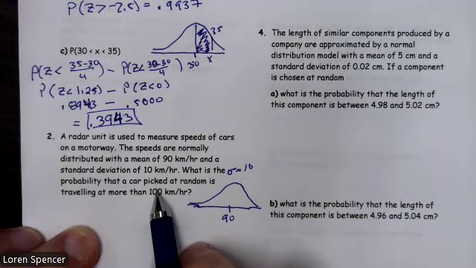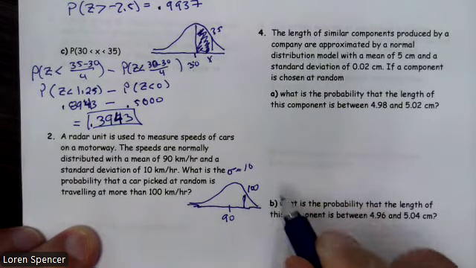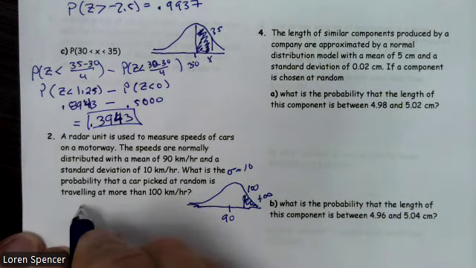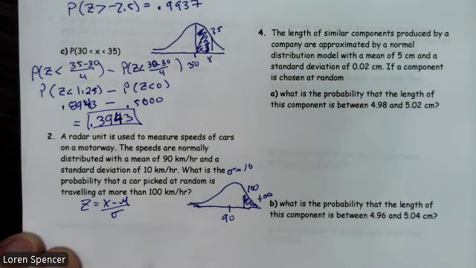What is the probability a car picked at random is 100 kilometers or more? So I mark 100, that's above 90, and I'm shading up to positive infinity. So Z equals X minus mu over sigma, and X is the speed of the car. That's what we're interested in.